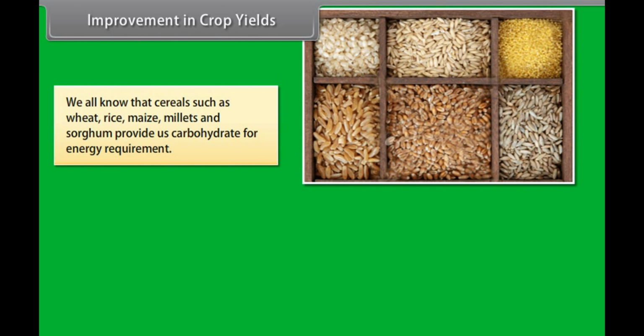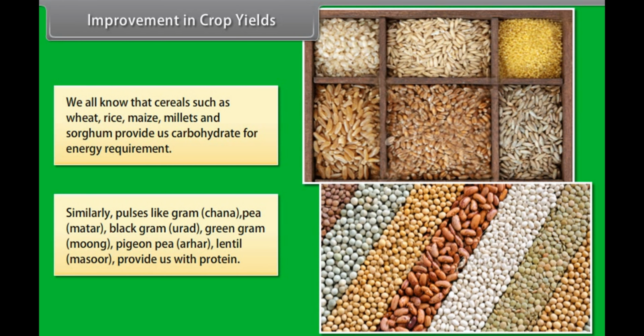We all know that cereals such as wheat, rice, maize, millets, and sorghum provide us carbohydrate for energy requirement. Similarly, pulses like gram (chana), pea (matar), black gram (urad), green gram (moong), pigeon pea (arhar), lentil (masoor) provide us with protein.